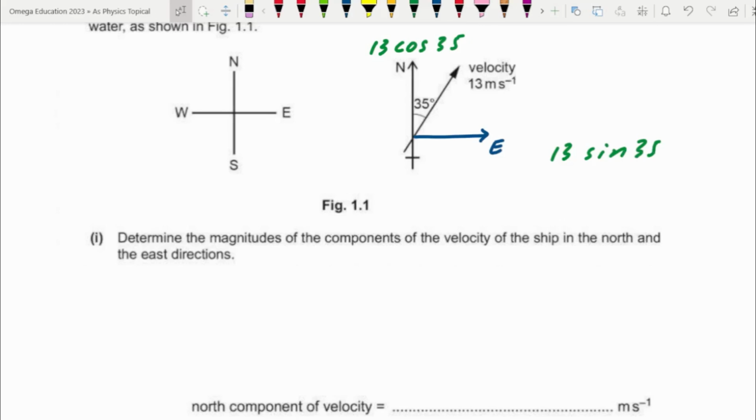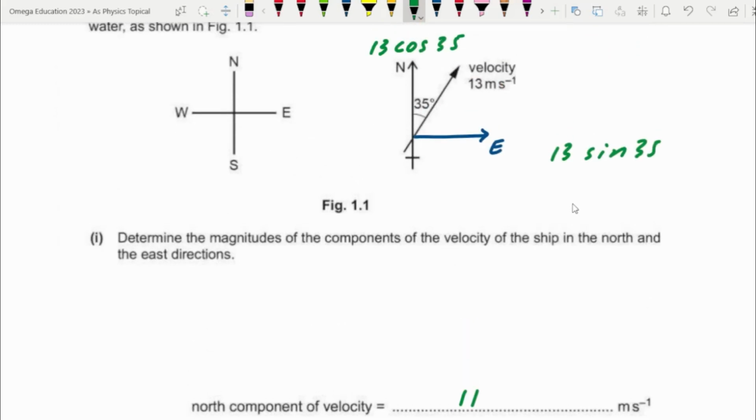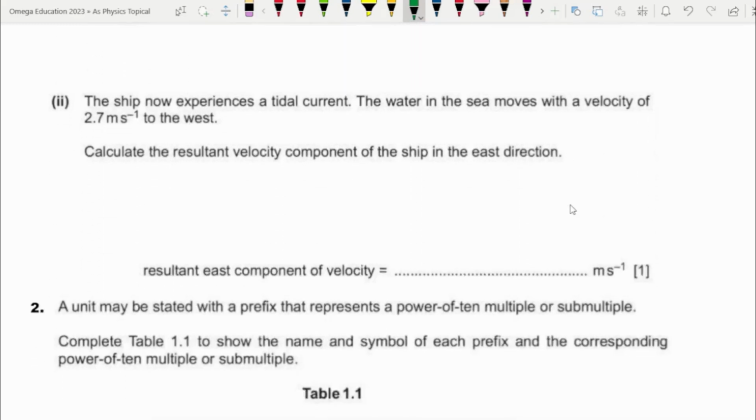So this one would be 13 times cos 35, we get 10.6. In 2SF we can write 11, and the other one, 13 times sine 35, would be 7.5. That too in 2SF. So very easy part. Let's move on to the next one.